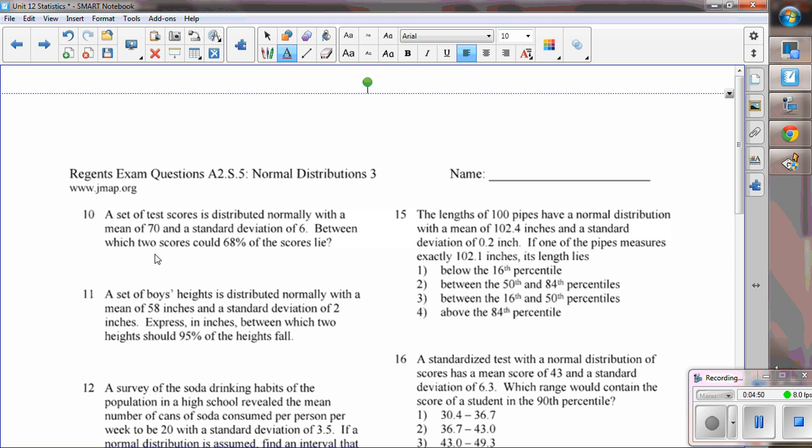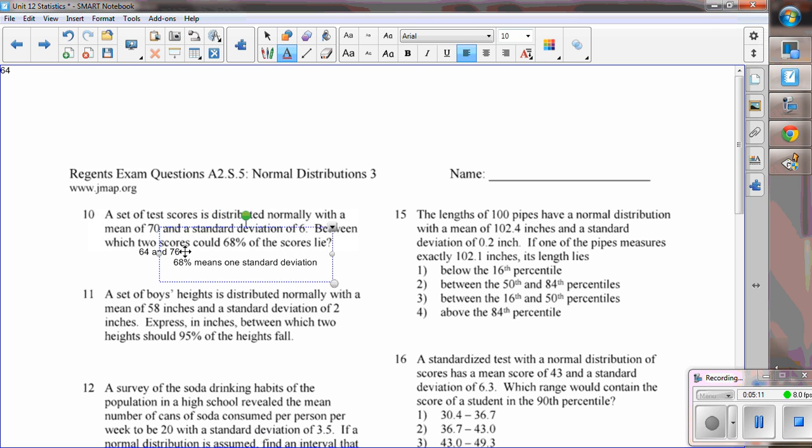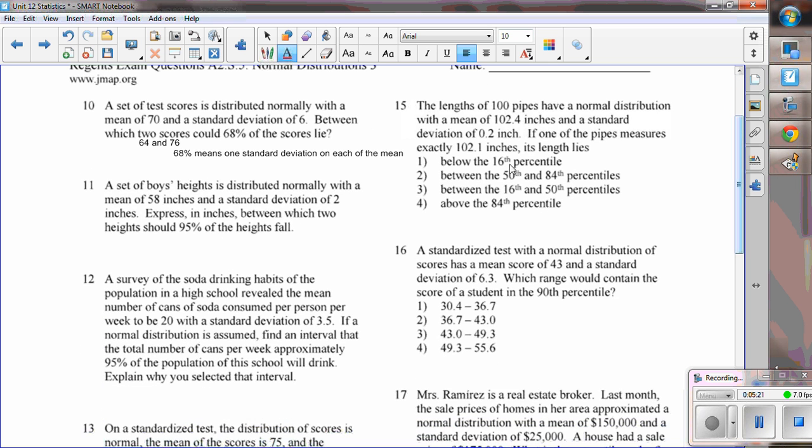So it would be between 64 and 76. And you need to show a little bit of work because this would be a show your work kind of question. So you might want to say 68% means 1 standard deviation on each side of the mean. And then you could just come up with that. Okay, so that's kind of how you go through these. These percentiles, remember, percentile is to a specific part of the curve.